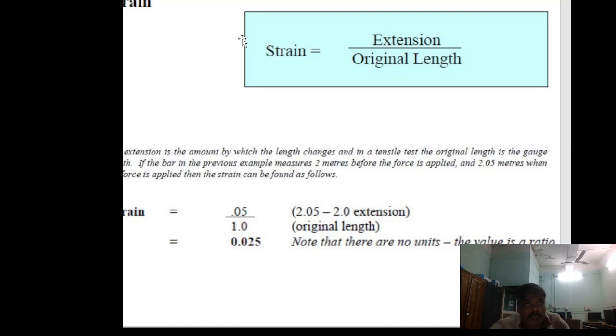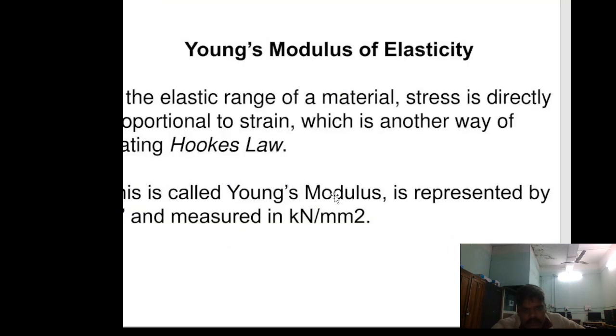Extensometer is a mechanical drive and universal testing machine is a hydraulic drive. Strain is extension divided by original length. The extension is the amount by which the length changes, and in a tensile test the original length is the gauge length. If the bar in the previous example measured 2 meter before the force is applied and 2.05 meter when the force is applied, then the strain can be found as follows.